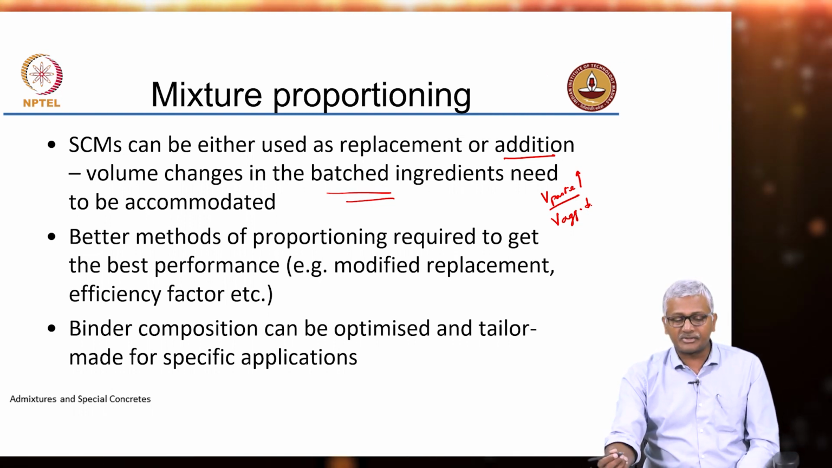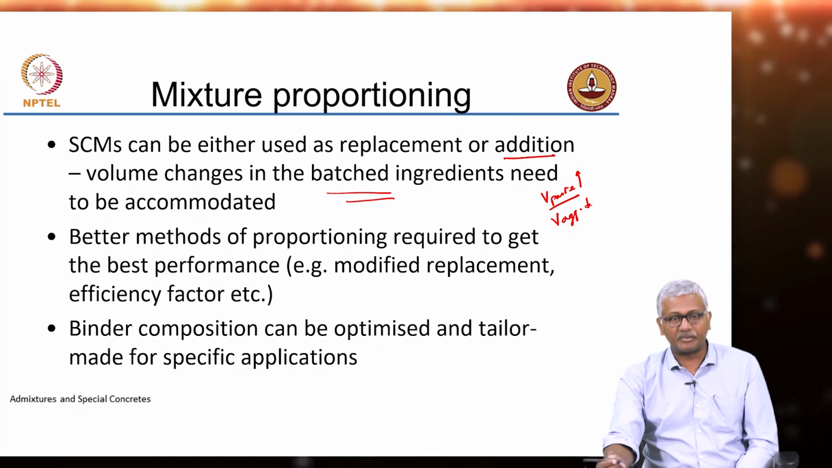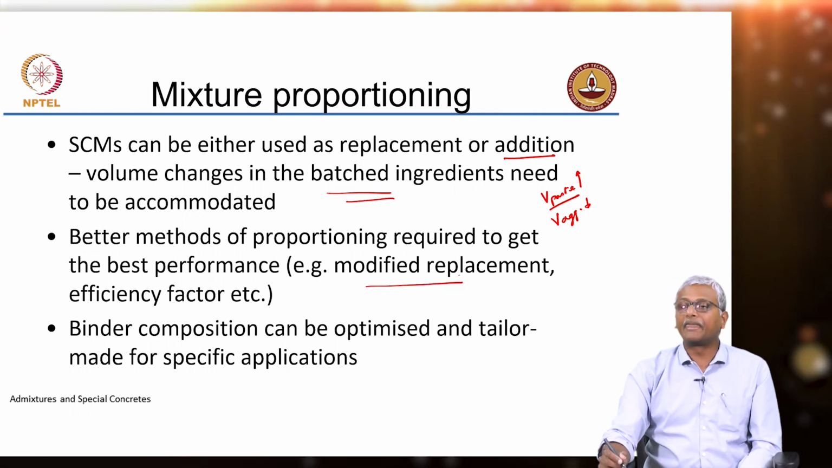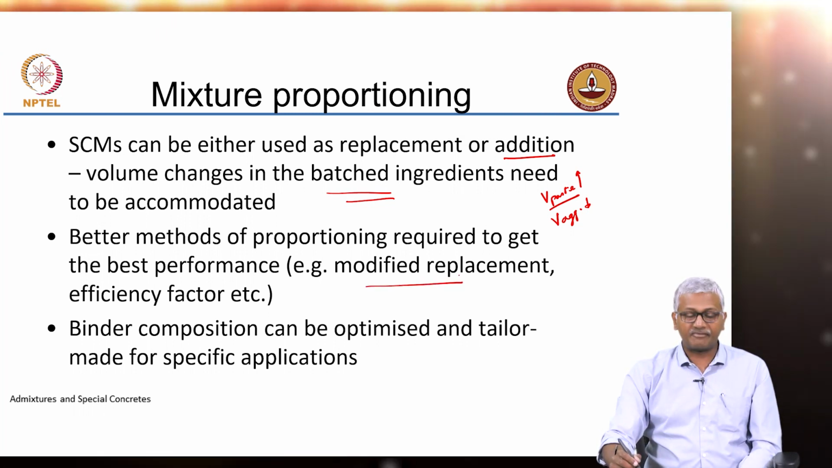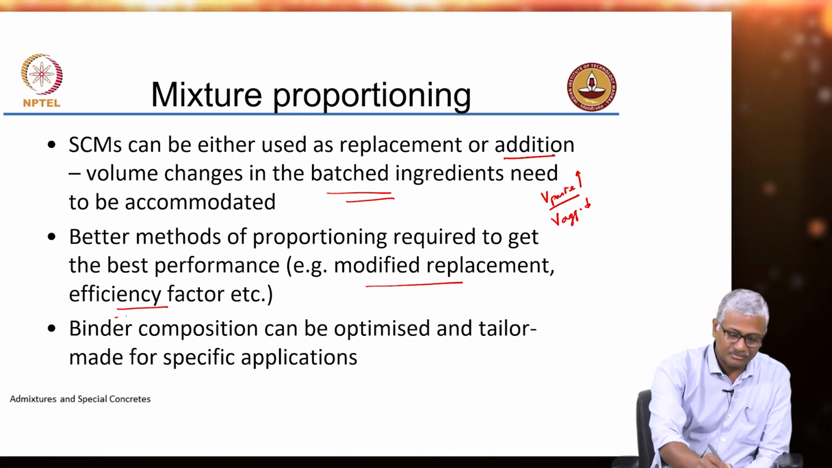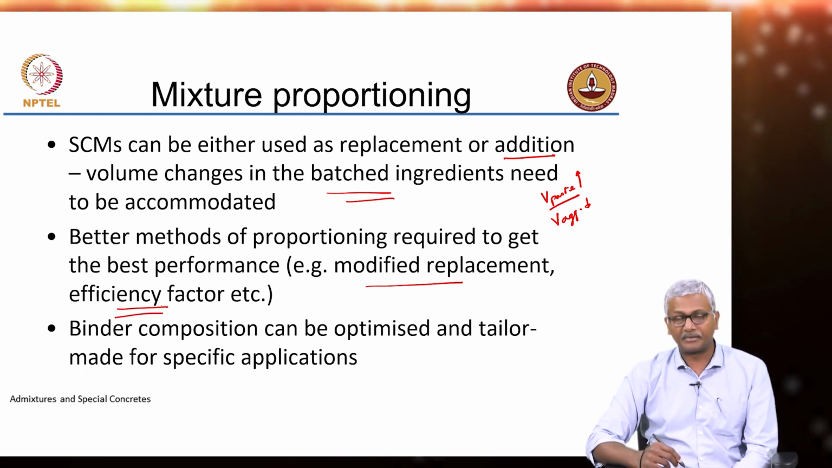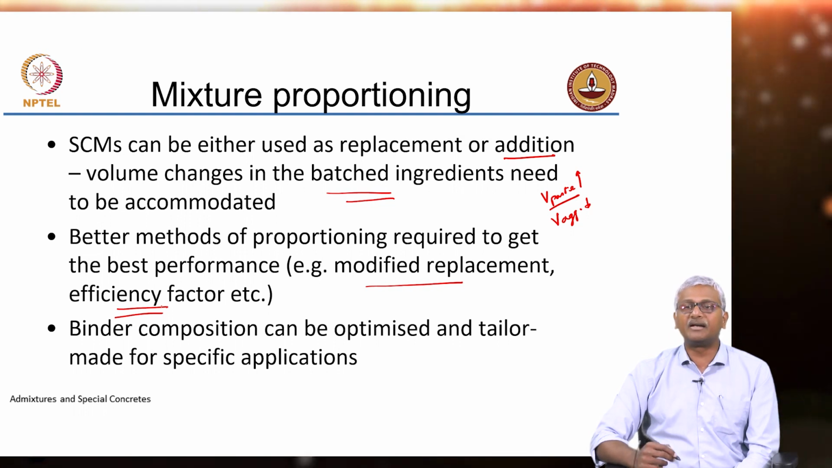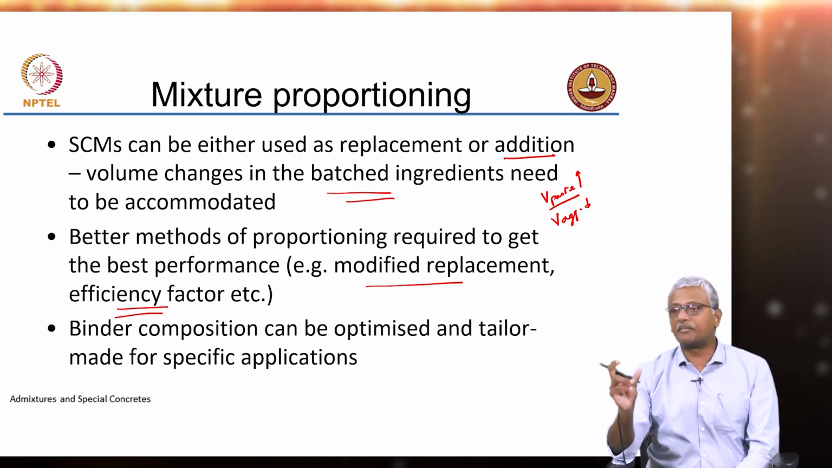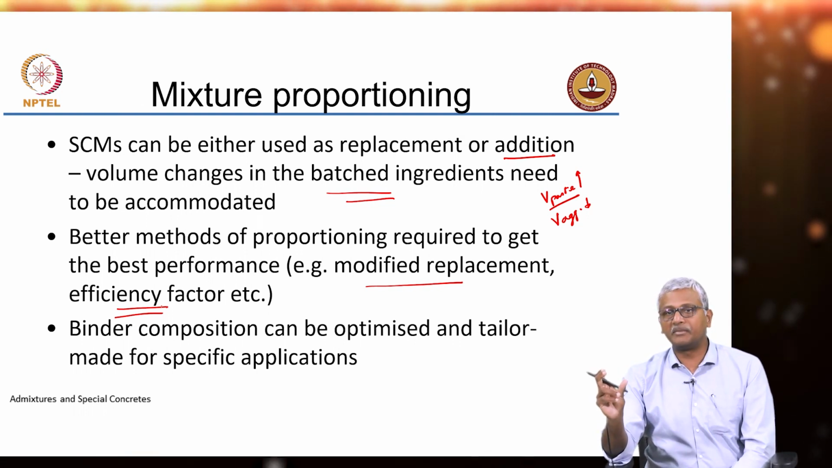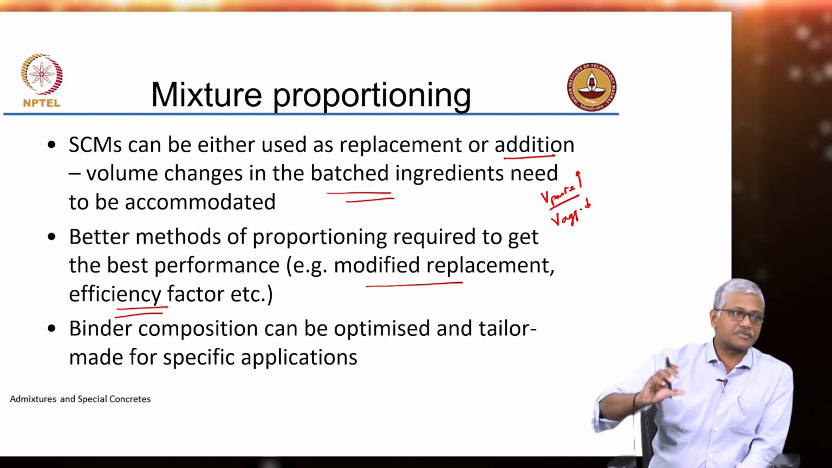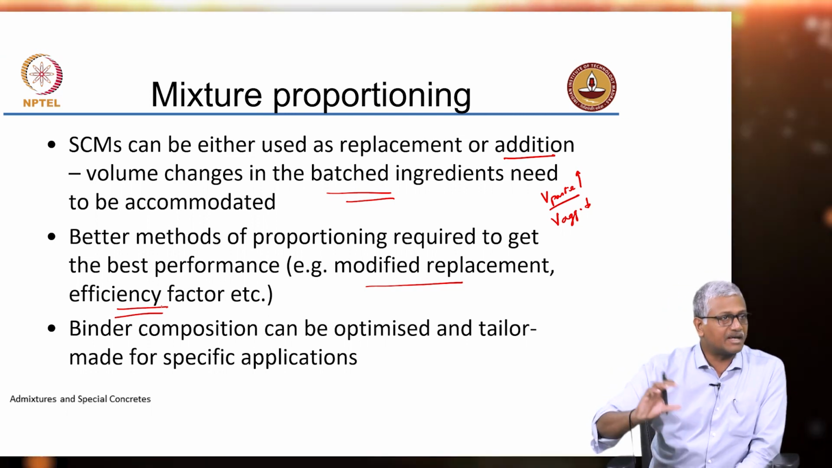So, there are other ways of proportioning also recommended, like modified replacement or the efficiency factor method. Efficiency factor is not easy to apply on site. In a modified replacement, you consider part of the mineral admixture as a replacement of the cement, and part of it as an addition.